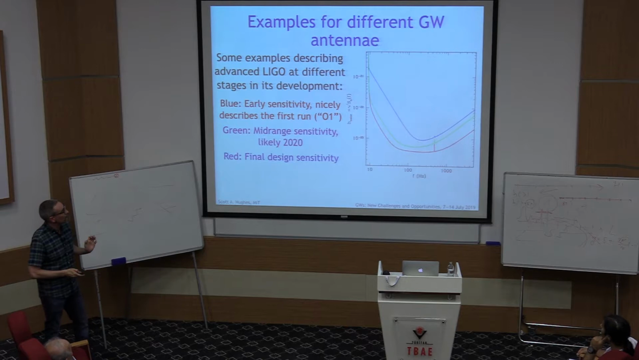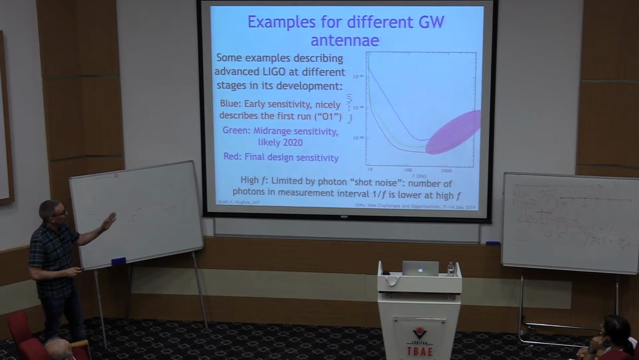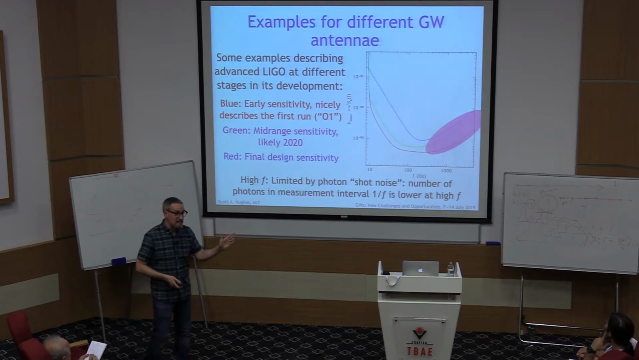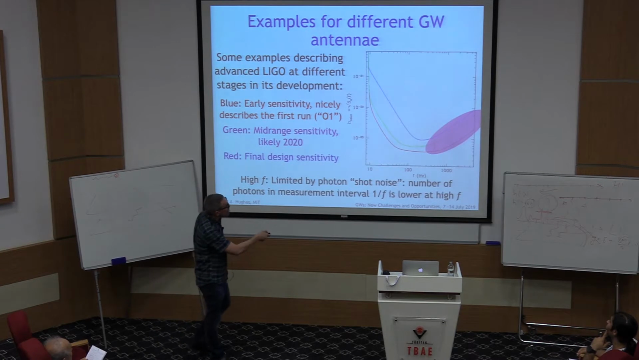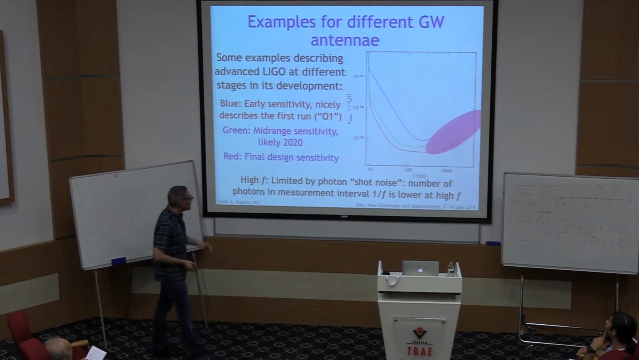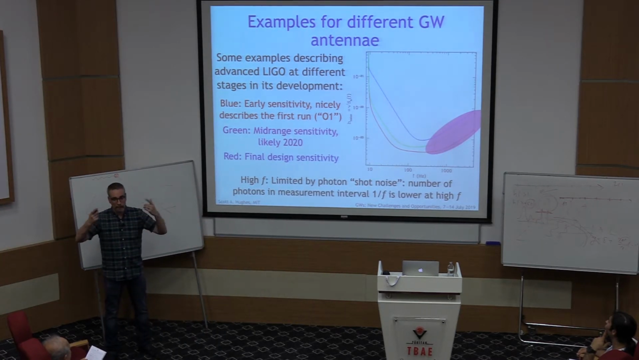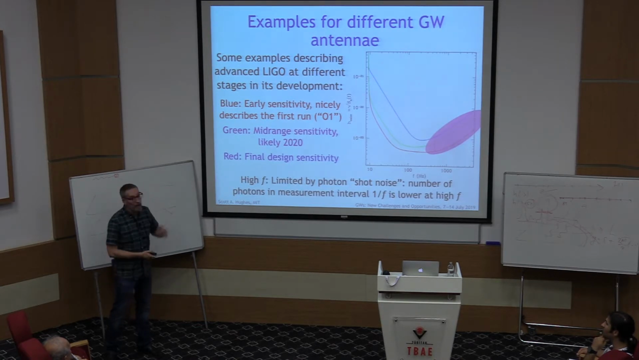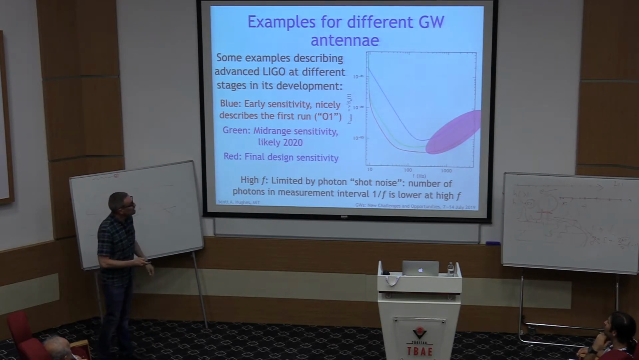Let's talk about the different pieces of physics that govern this. At high frequency, the detector sensitivity is limited by photon shot noise. As I go to very, very high frequencies, the number of photons that I gather in an interval of 1 over frequency is getting smaller and smaller. And so I am less able to accurately determine the phase. I don't measure the gravitational waves as well.